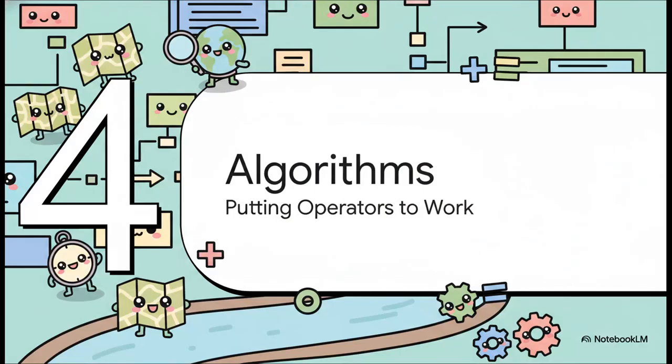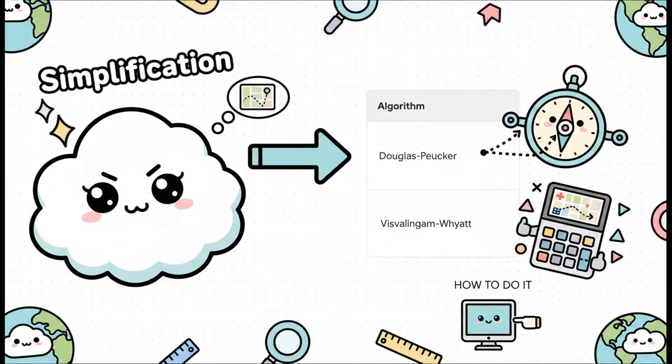Section 4. Algorithms, or putting operators to work. Now, we absolutely have to keep the hierarchical relationship between these two terms straight. An operator is the abstract goal, like simplification. But the algorithm, that's the specific mathematical code actually doing the heavy lifting on your digital map.